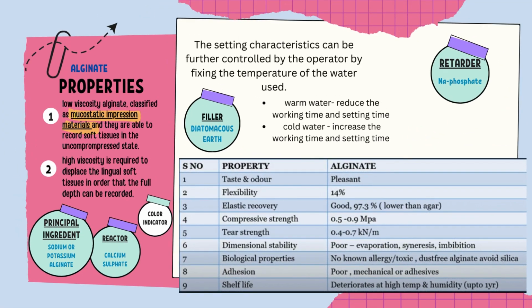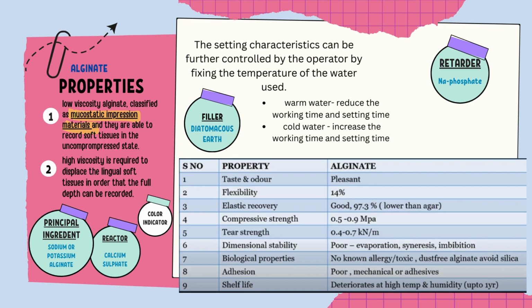Now the properties of alginate material. Let's learn about these 2 types of alginate. Low viscosity alginates are classified as mucostatic impression materials, and they are able to record soft tissues in the uncompressed state. High viscosity is required to displace the lingual soft tissues in order that the full depth can be recorded.